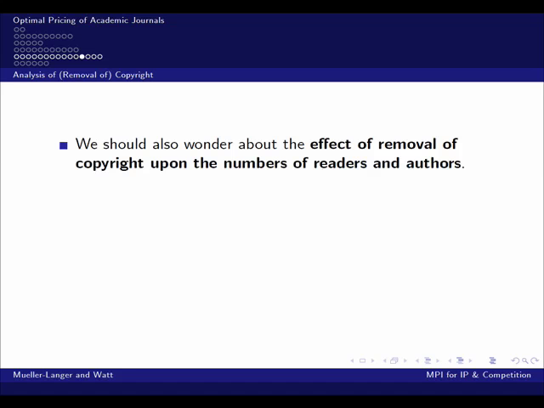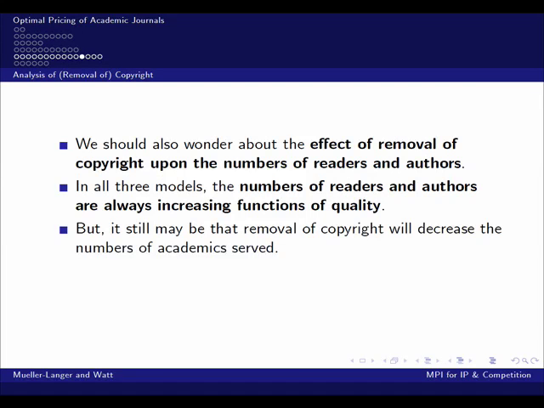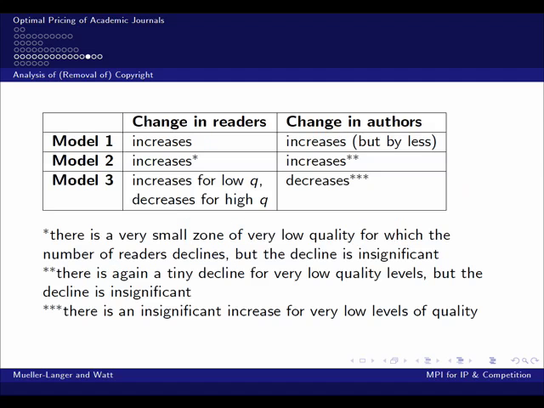Now, what about the effect of a removal of copyright on the number of readers and authors? Again, the numbers of readers and authors are always increasing functions of quality. But the removal of copyright might decrease the numbers of academic serfs. This is summarized by this table here. In model 1, the removal of copyright increases the number of readers, and it also increases the number of authors. The same is true for model 2. But in model 3, the removal of copyright increases the number of readers for low quality, but decreases the number of readers for high quality. And it decreases the number of authors.